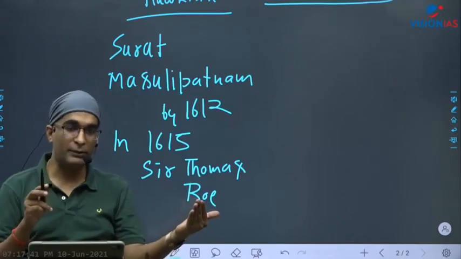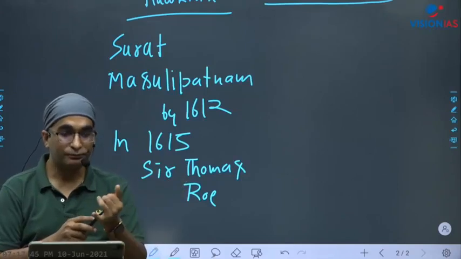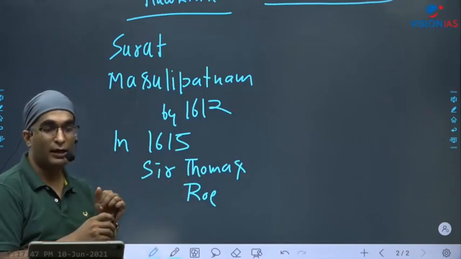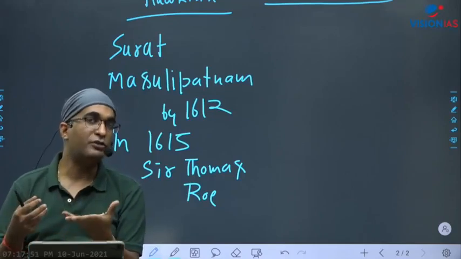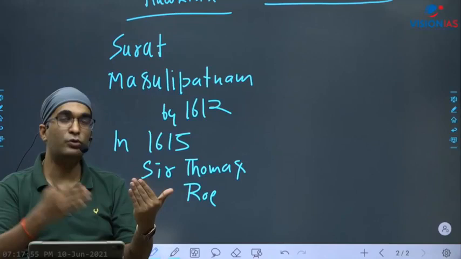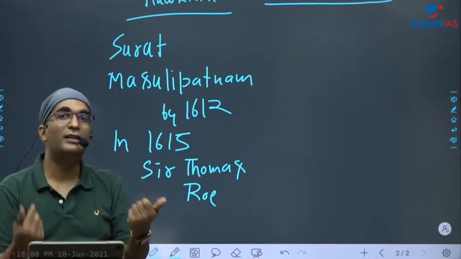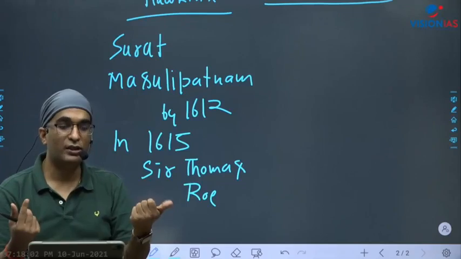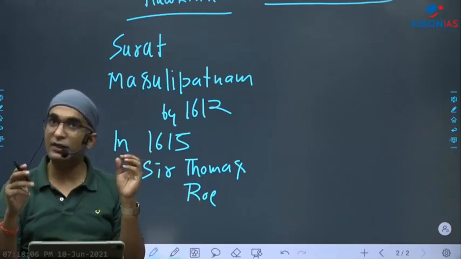Already Surat and Masulipatam are there. He wanted to create trading centers at Agra, Ahmedabad, and places like Bharuch. At that point of time, Bharuch, I hope you know, is in between Vadodara and Surat. Bharuch, Ankleshwar, this is the place, at that point of time it was known as Bharuch. So the Britishers called it Bharuch. So all these places, by 1639, they created the trading centers.